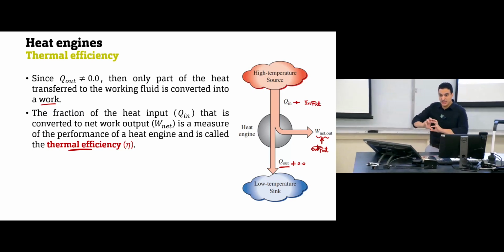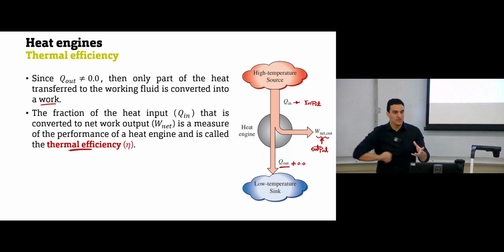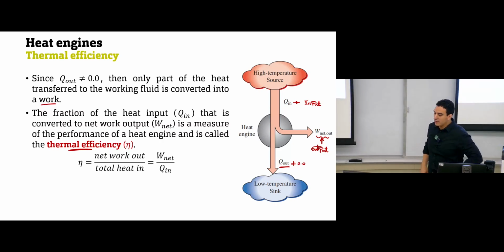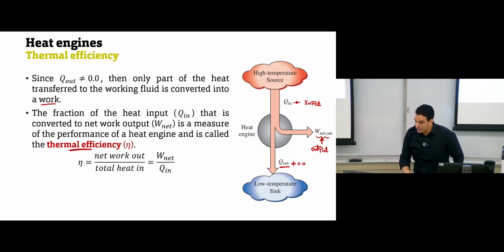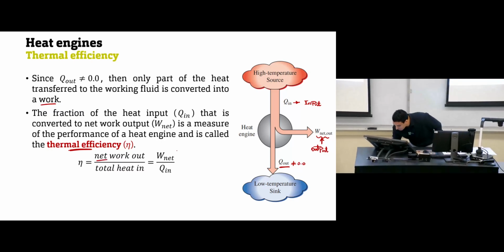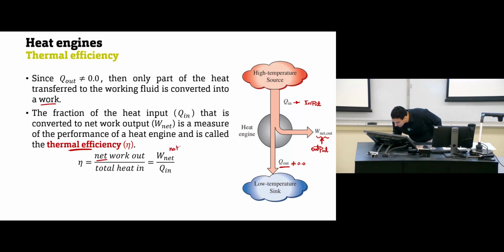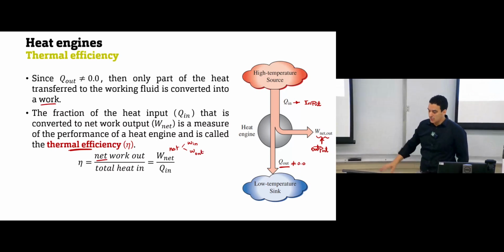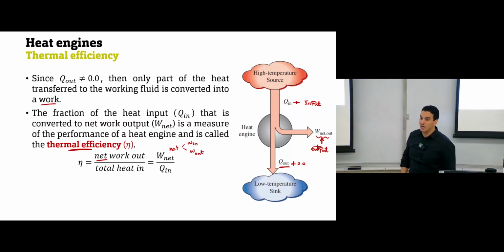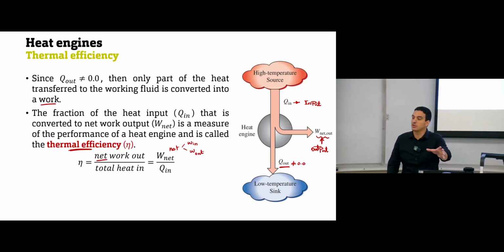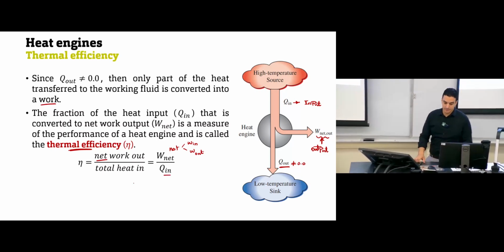So I have a device, I give this device heat, and from this heat, the device can produce work. Thermal efficiency is the ratio between the amount of work that you are obtaining from it, and it's the net work. Again, this is net work, not work in, not work out. So the efficiency is the net work out divided by Q in, the total heat in.